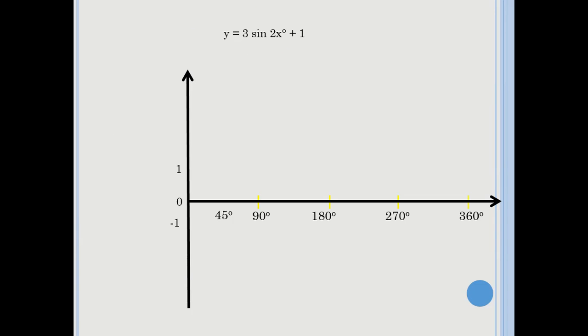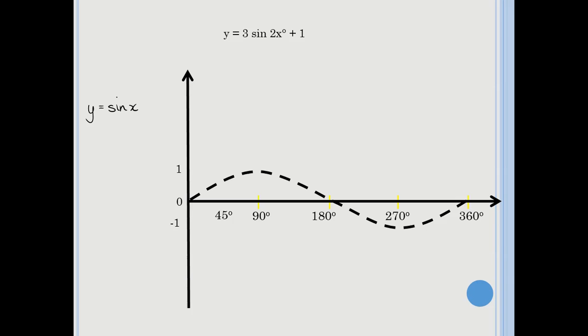So we're going to draw the graph y equals 3 sine 2x plus 1. If I was to just draw the simple y equals sine x, if it was going to go up to 1, down to -1, and only repeat once, it would look like that. Okay, that's y equals sine x.